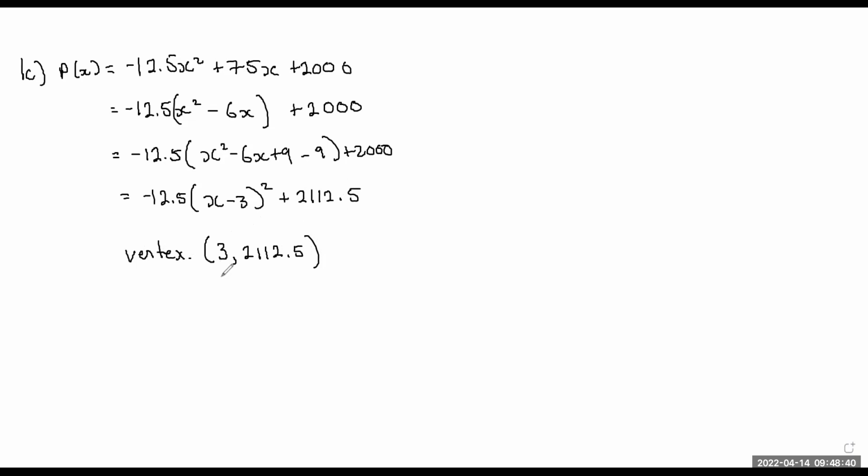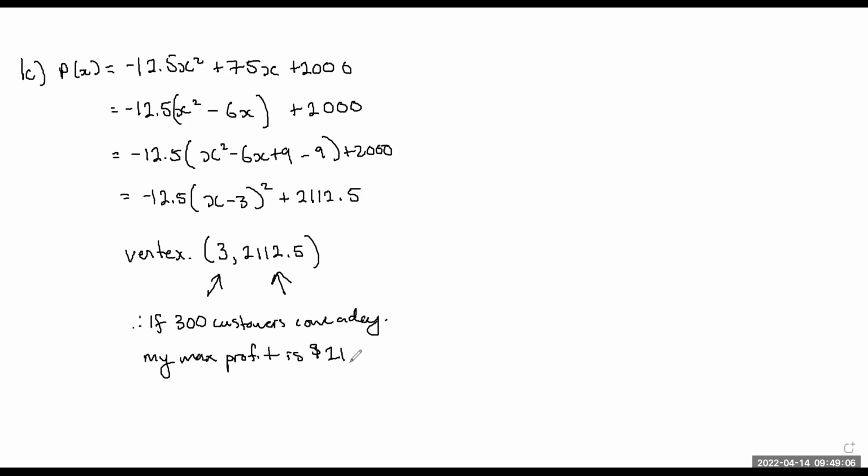What does this mean? It means that if my X is 3, my Y is this. It means my X, being the number of customers, is in hundreds. Therefore, if 300 customers come a day, my max profit is 2,112 and 50 cents.